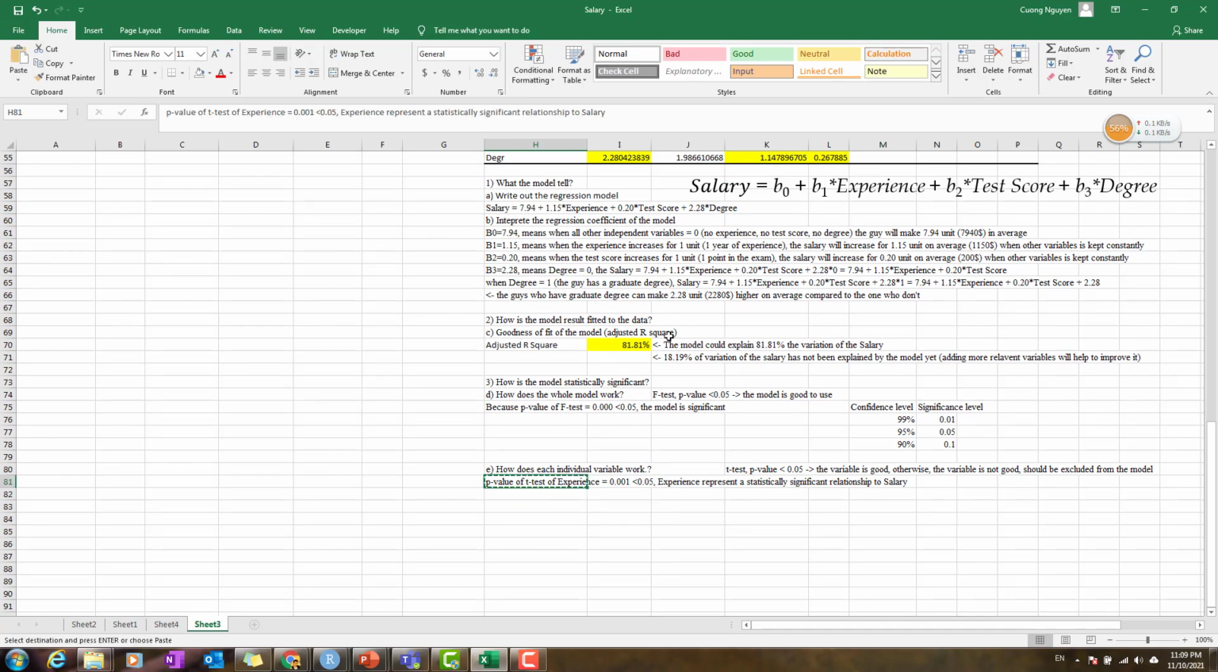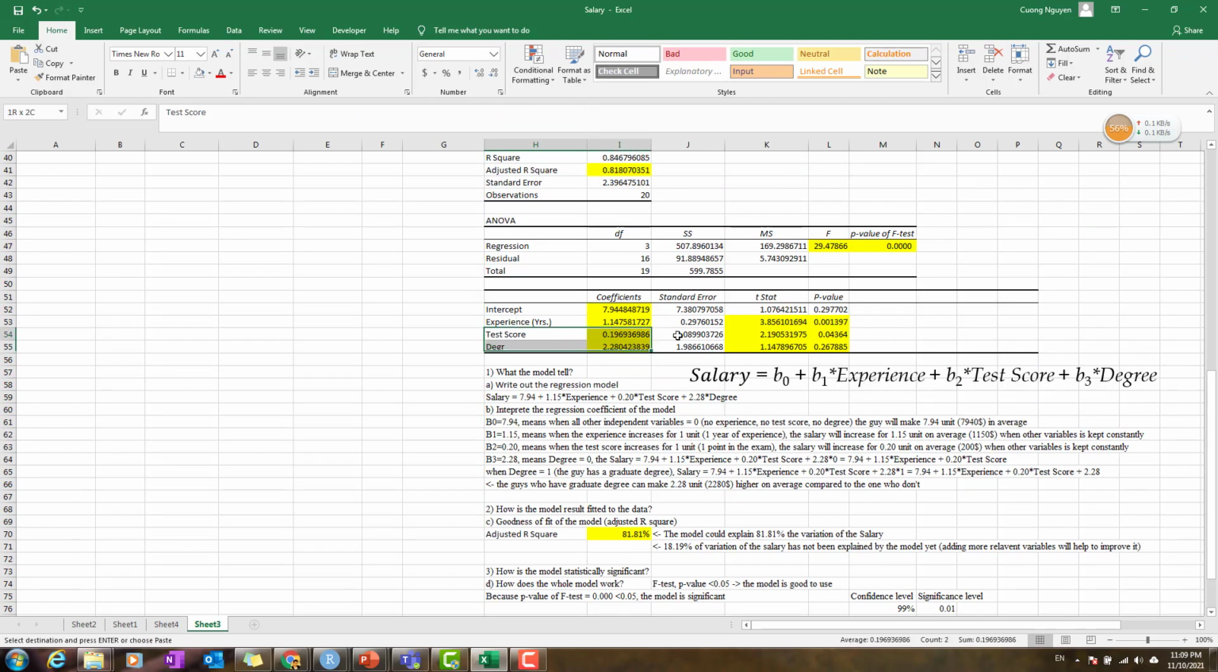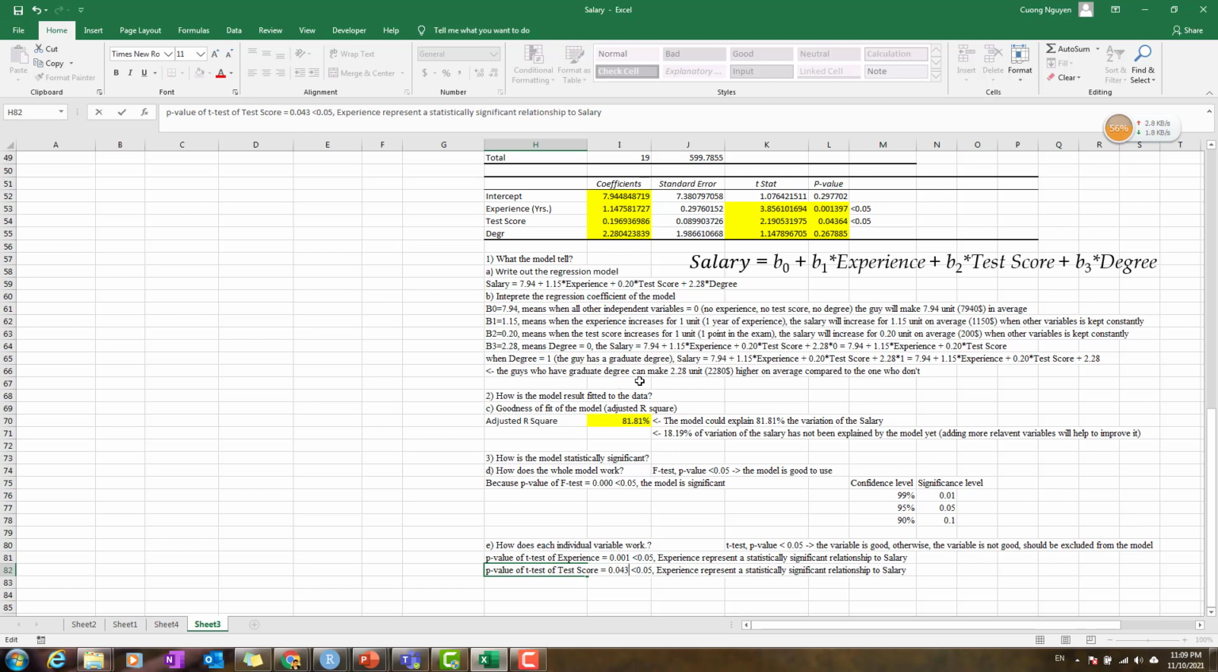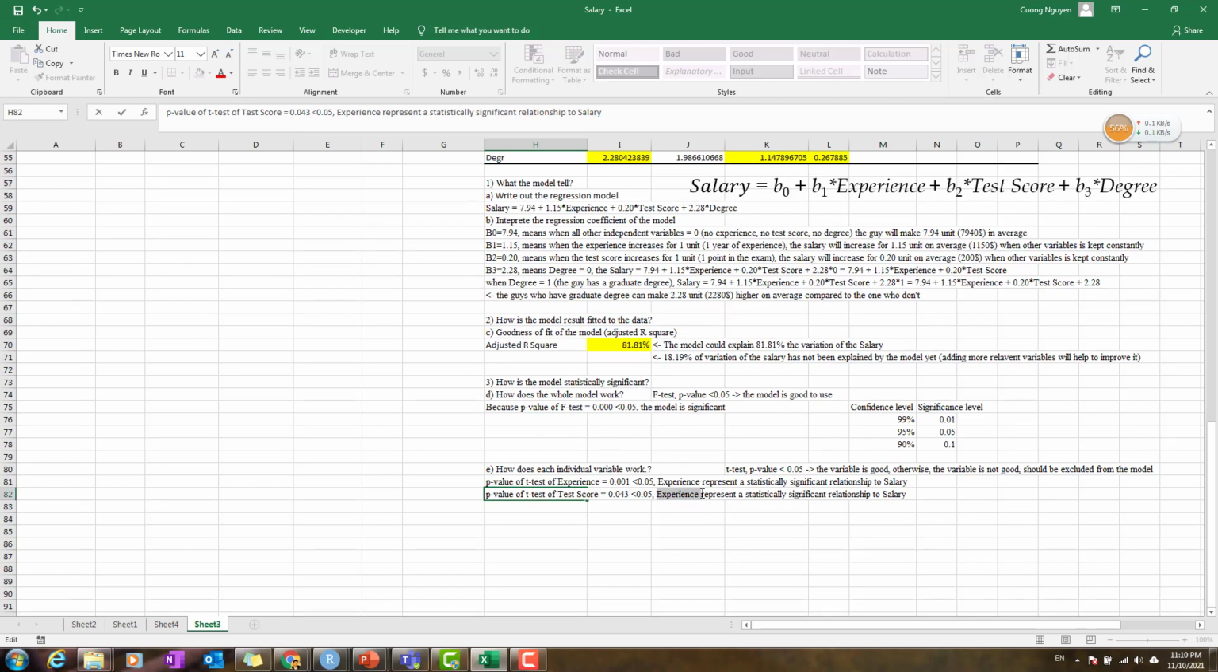You can go and check another one, which is the test score. Here the t statistic is a little bit high, 2.19, and the p-value is 0.04. The same, right? This is smaller than 0.05. So I can apply the same: the p-value for test score is equal to 0.043, smaller than 0.05, and we can say the test score has a statistically significant relationship to salary.